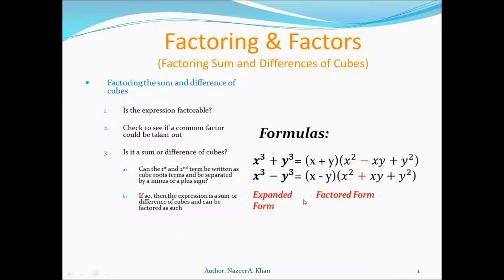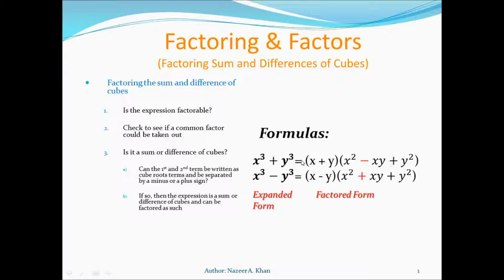Now, when we look at the formulas that we're going to use, there are two formulas, one for the sum of cubes, one for the difference of cubes. On the left-hand side of the equal sign, I have the expanded form, and that is what is going to be factored to get the right-hand side. When you factor a sum or difference of cubes, it factors as a binomial and a trinomial. Always you're going to have a binomial and a trinomial.